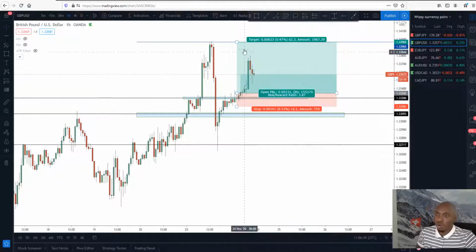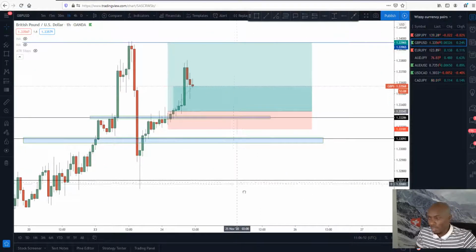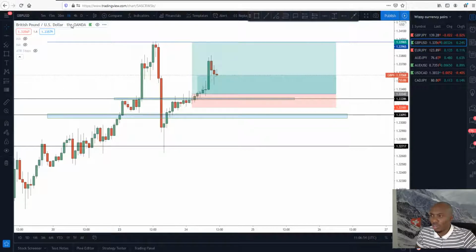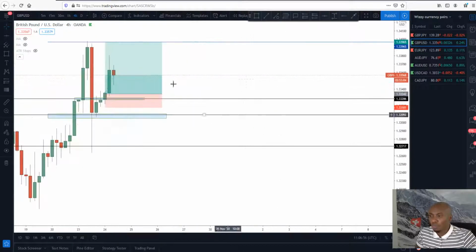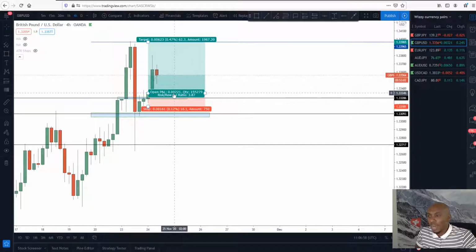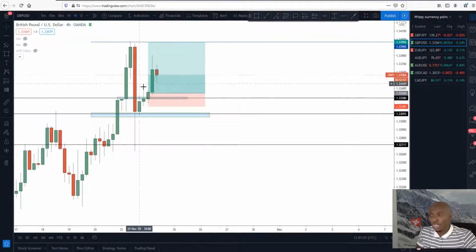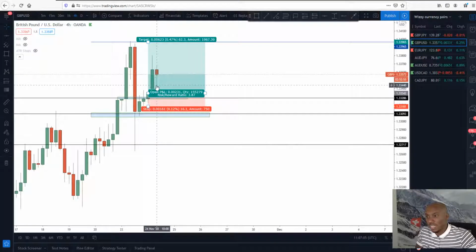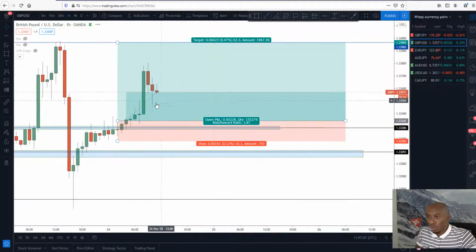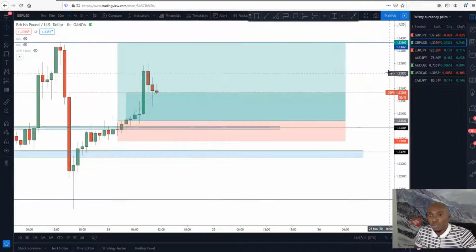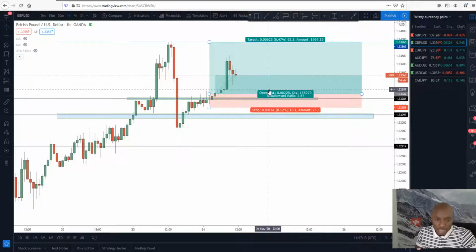And you might ask me, oh, there's already a pullback. This is totally fine. You know what will happen? There might be a pullback back to this level before the price continues moving to the upside, or the pullback might have already ended at this level and the price continues moving. But more or less, my target for today is going to be yesterday's highs.